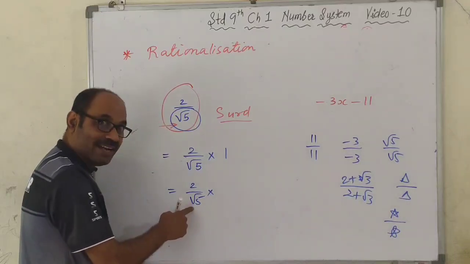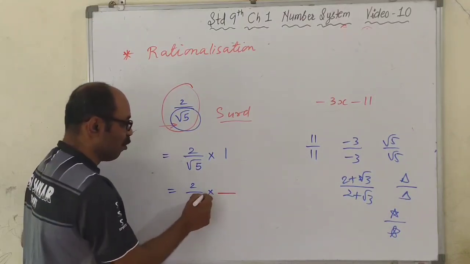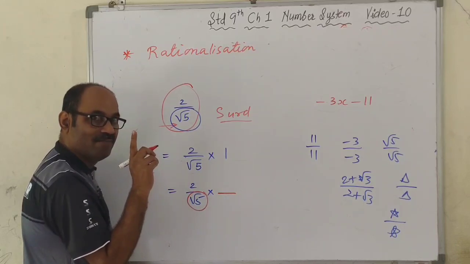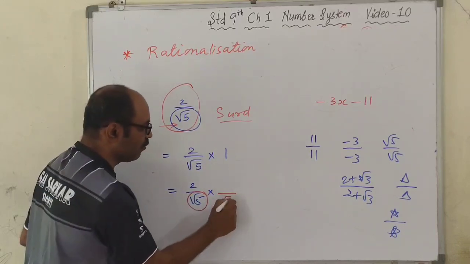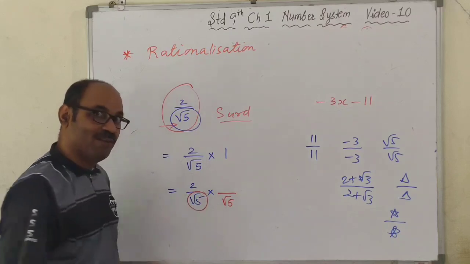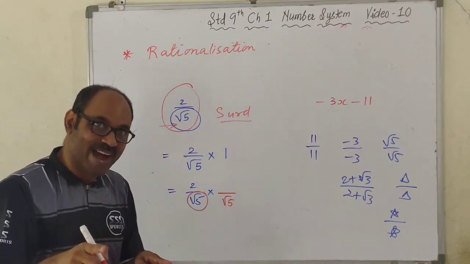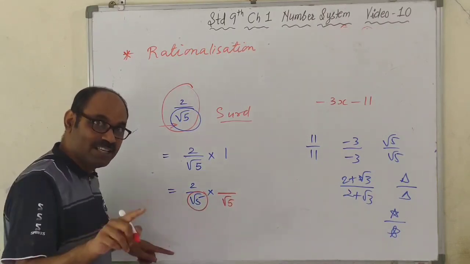Children, you want to get rid of root 5. It is a monomial, just one term. Alright? So write root 5. Root 5 into root 5 will become root 5 square, so 5. So that root is gone.